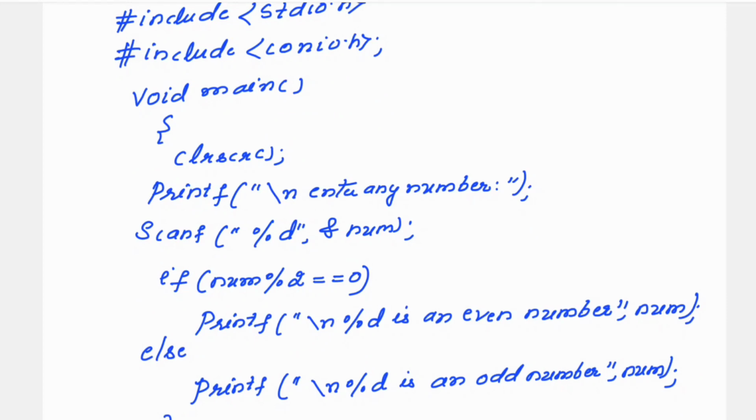Let me give one example in program form. We are writing a program to find out whether a given number is even or odd. For that we ask the user to enter the number using scanf. In the output, first it will prompt the user to enter any number. The user will enter the number in the variable num. Suppose the user enters, let us assume, 7.